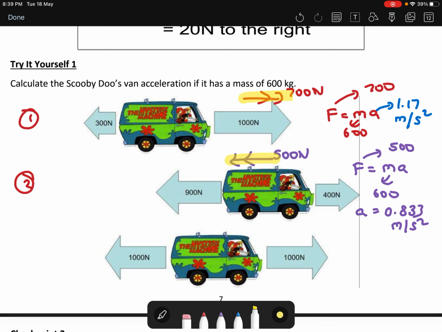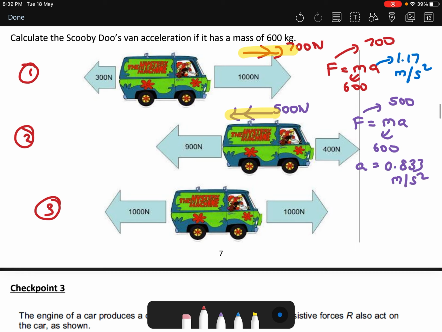Last but not least, 1000 Newton towards the left and 1000 Newton towards the right hand side. There's no resultant force, so there shouldn't be any acceleration at all. When I say there's no acceleration, it can mean two things. First, v is equal to 0, meaning it's not moving. Second, it is moving, but the velocity is constant.